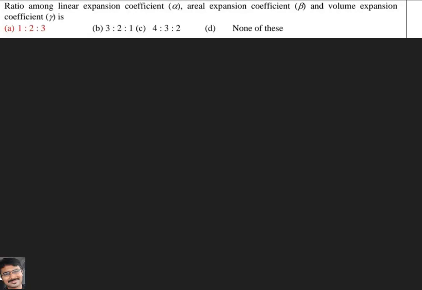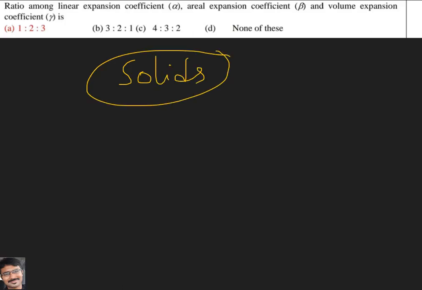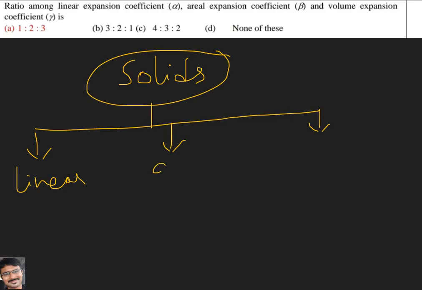Now I am going to discuss the thermal properties of matter problem. Actually, we know that in the topic of expansion of solids, we explain linear expansion, areal expansion and volume expansion or cubical expansion. Three categories we make the expansions of solids.